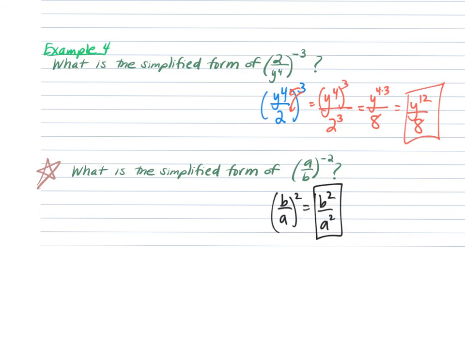Okay, hopefully you just got b squared over a squared, right? So you first flip it, b over a, and to the 2nd power, so to get rid of that negative, and then the b gets the squared, and the a gets the squared.